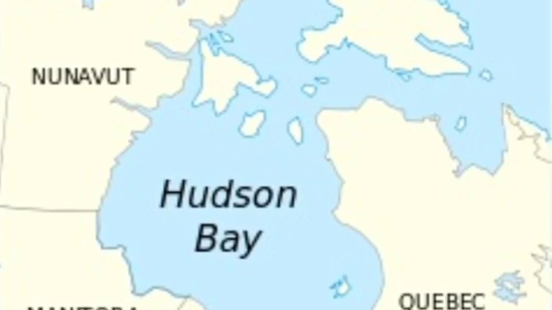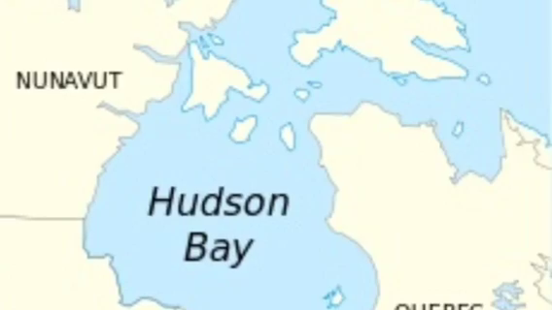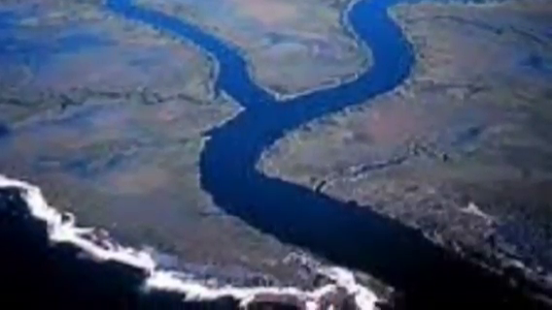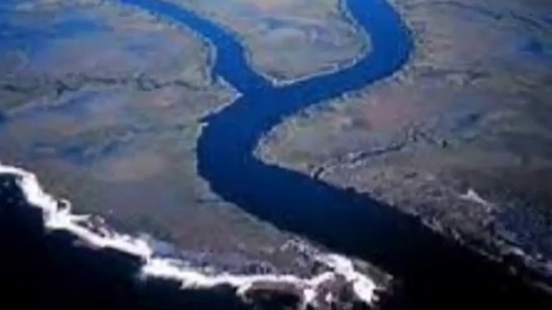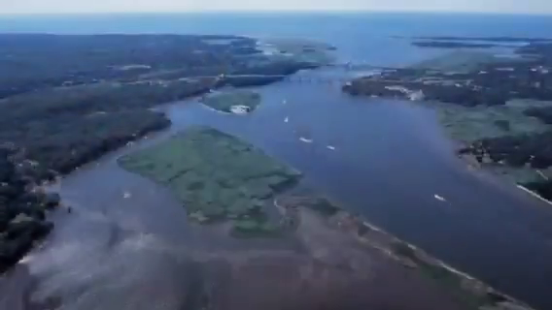Our first biome is an estuary. An estuary is a large body of water connected to a sea, ocean, or gulf by a river or canal. A great example of an estuary is the Hudson Bay, which is connected by the Hudson River to the Atlantic Ocean, meeting those three criteria.